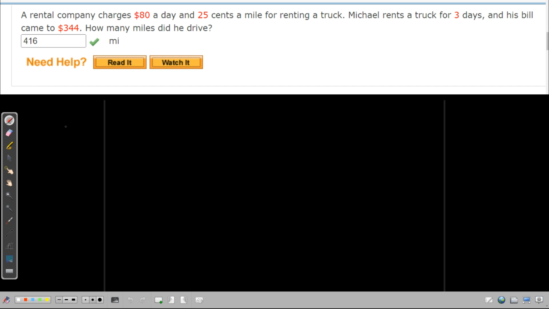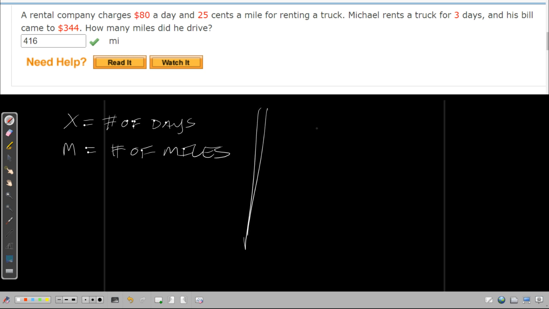So a rental company charges some dollar amount per day. So let's let X represent the number of days. And they charge 25 cents a mile for renting a truck. So we'll let M be the number of miles. And the guy rents the truck for 3 days. His bill is $3.44. How many miles did he drive?